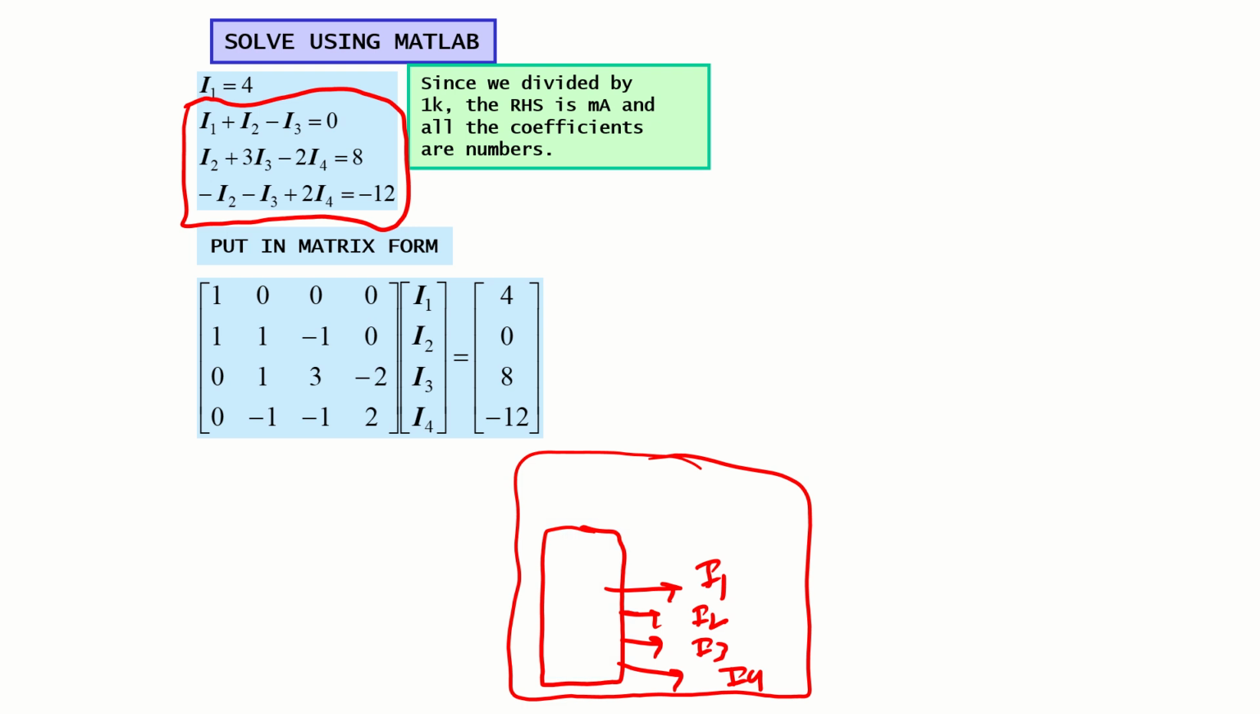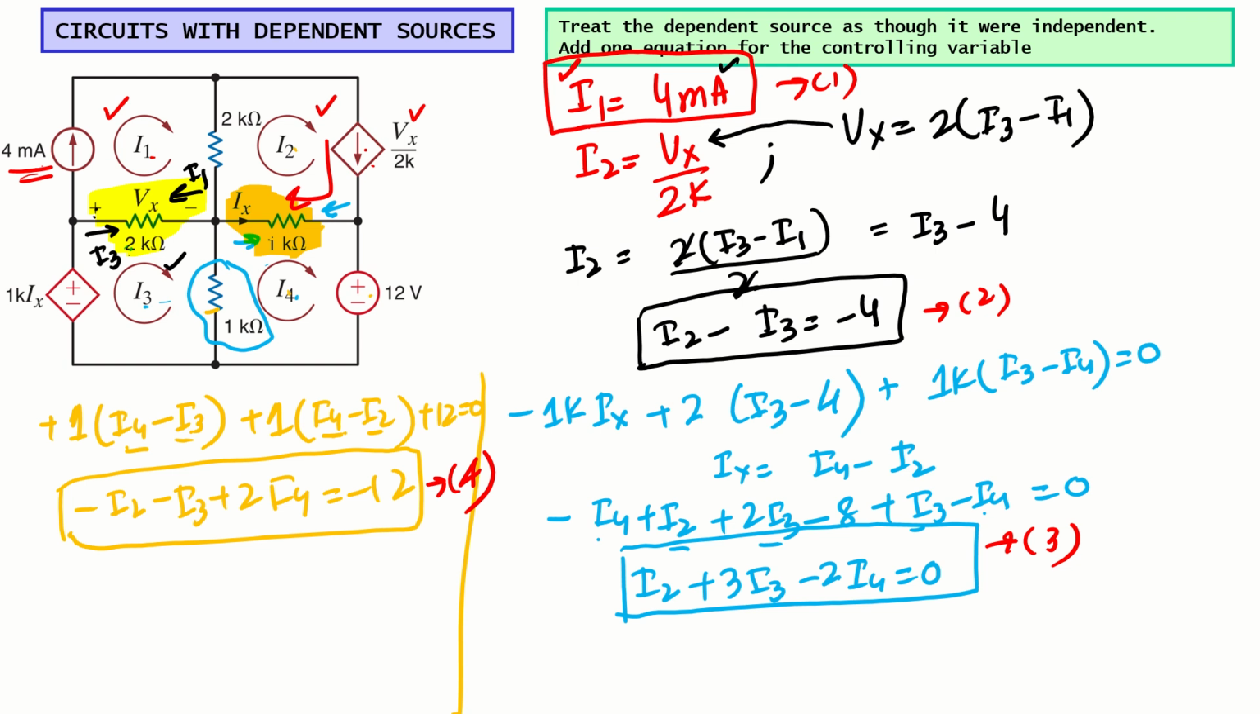The important thing is that we correctly get these equations that we can use for further analysis. So this is how we will solve a circuit with multiple dependent sources.